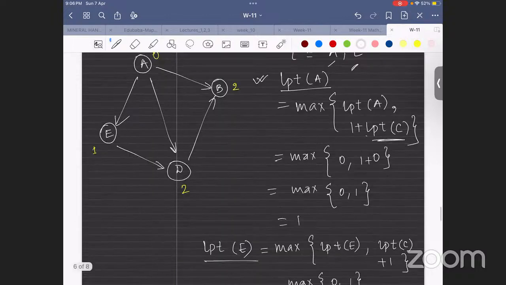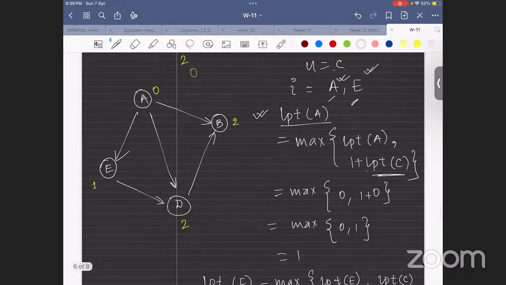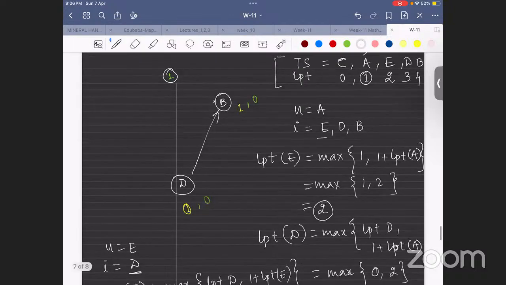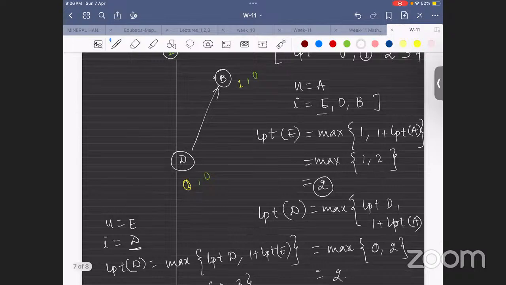Now the next step is we have to search for the vertex where the in degree is 0. Now we have seen that A is that vertex. What are the vertices connected to A? A is connected to E, D, and B. So the next step will be updating the values for E, D, and B, all three. You can see that, right? Is this clear?